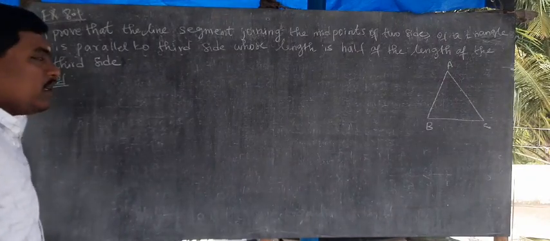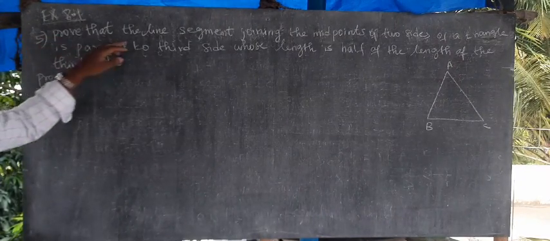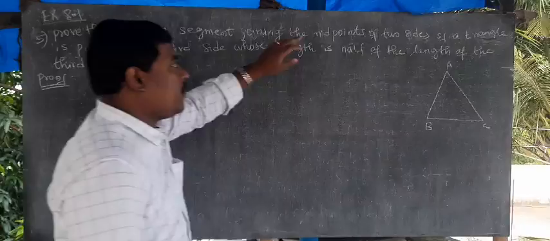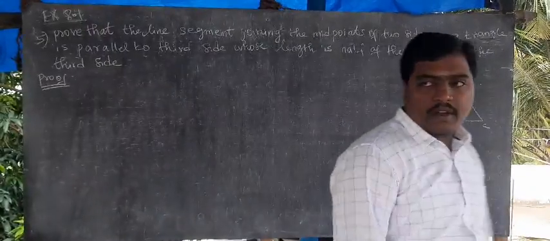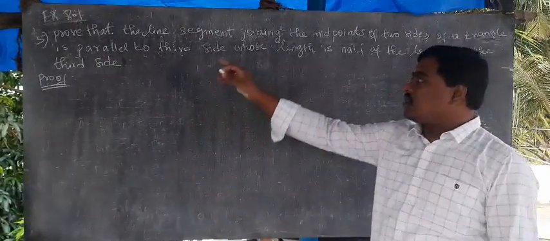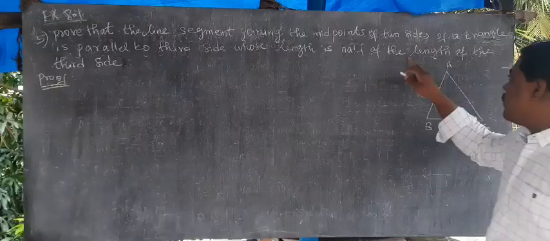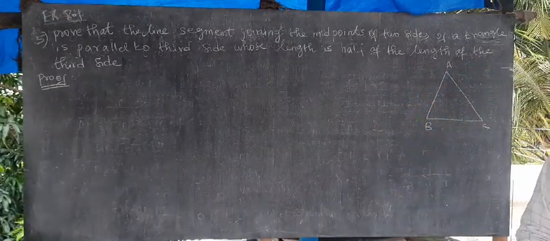Exercise 8.1, sum number 5. Prove that the line segment joining the midpoints of two sides of a triangle is parallel to the third side whose length is half of the length of the third side.